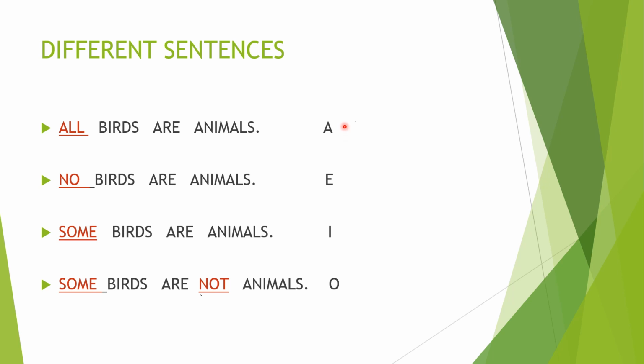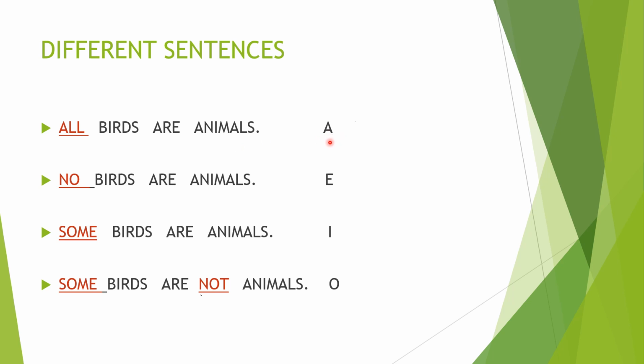The way they are doing it is: English contains how many vowels? A, E, I, O, U. So that is used here for the symbolic representation of these 4 types of sentences. So you have to understand A, E, I, O, U. It is written according to the vowels of English. The first sentence is: all birds are animals. In this, all is represented as A here.